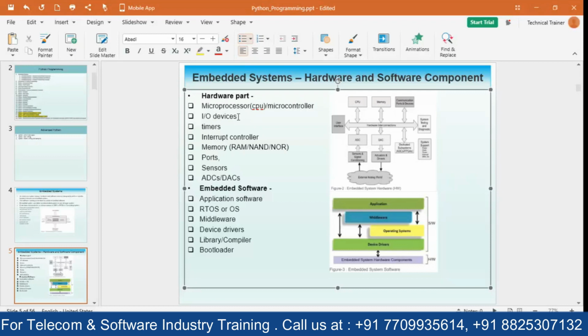For example, next the hardware component present on the hardware part is the IO device. What does IO device mean? Your input output device. Any hardware system must have input output. For example, in a laptop or an embedded system, the keyboard is the input, and the output is where you see the output. Your display we call the output device.